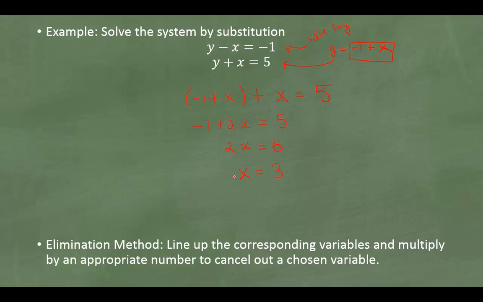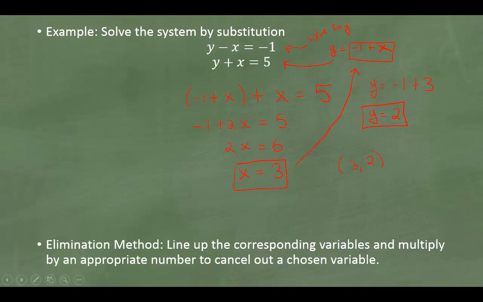I found the x value where the lines are intersecting. To find the y value, I'm going to go back and put it into my y equation. Y is equal to negative 1 plus x, which is 3. So y has to equal 2. And that's my point of intersection. 3, 2.